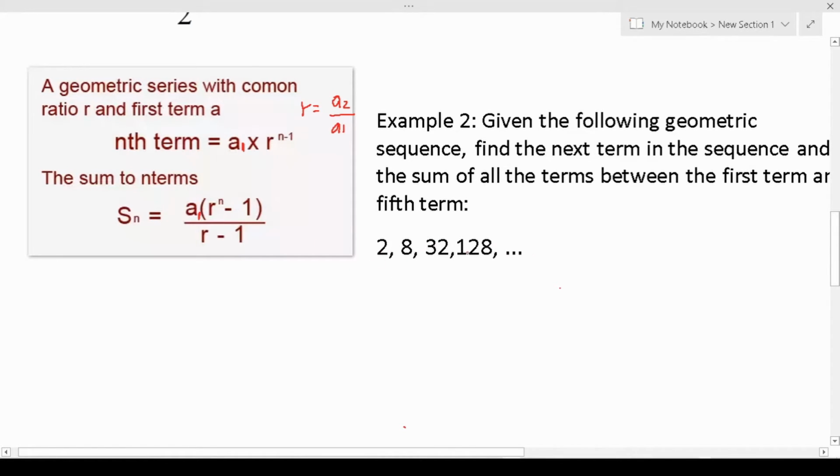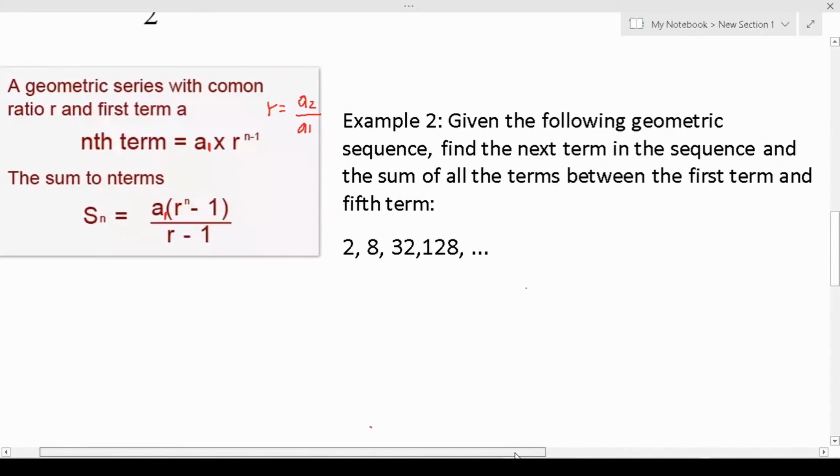So if we look at this sequence here, a sub 1 would be 2. r is the common ratio, and that can be found by taking the second term in the sequence and dividing it by the first term. In geometric sequences, we know that that ratio is going to be a constant between all consecutive terms. And again, that's how you find any term in a geometric sequence. To find the sum of the terms in a geometric sequence, use this formula, a sub 1 times r to the n minus 1, over r minus 1.